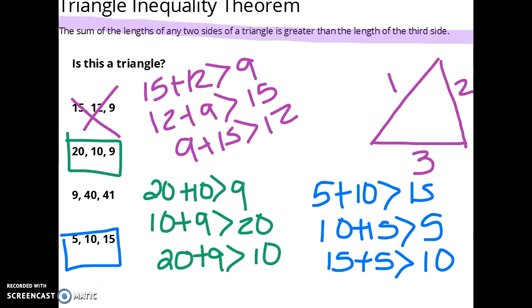Okay, let's take a look at what we got here. From this green potential triangle, it's not a triangle. Let's find out why. 20 plus 10 is greater than 9. That is a true statement. 20 plus 9 is greater than 10. That's a true statement. The problem is here. 10 plus 9 is 19, and that is not greater than 20. So this is not a triangle.